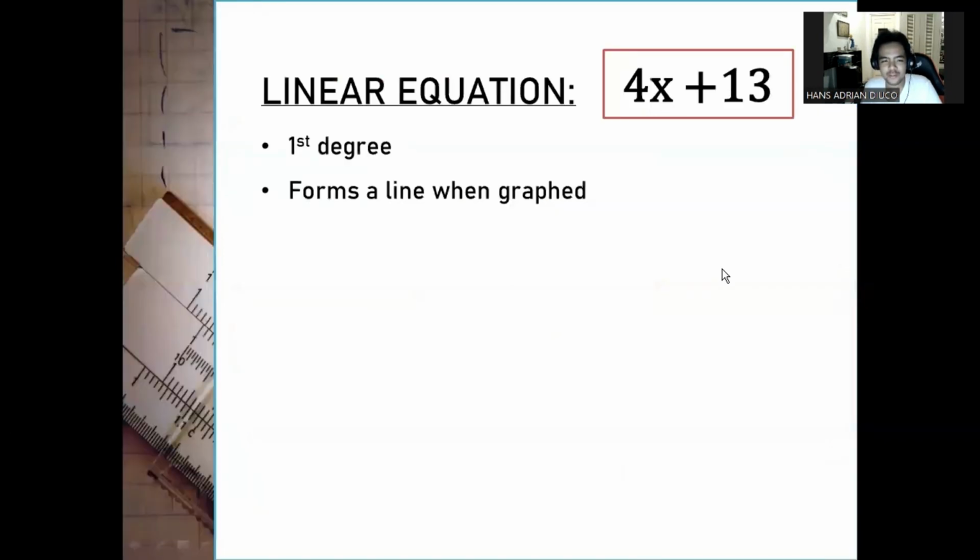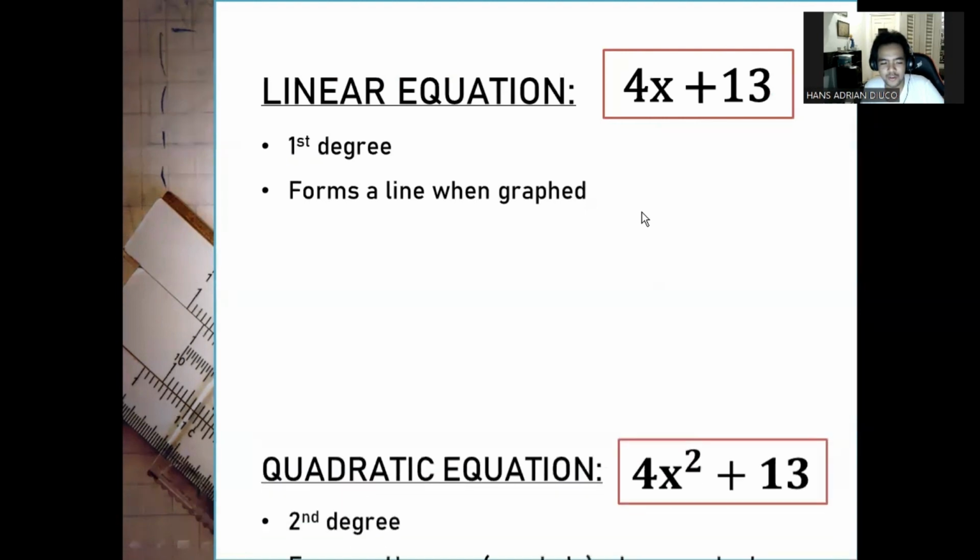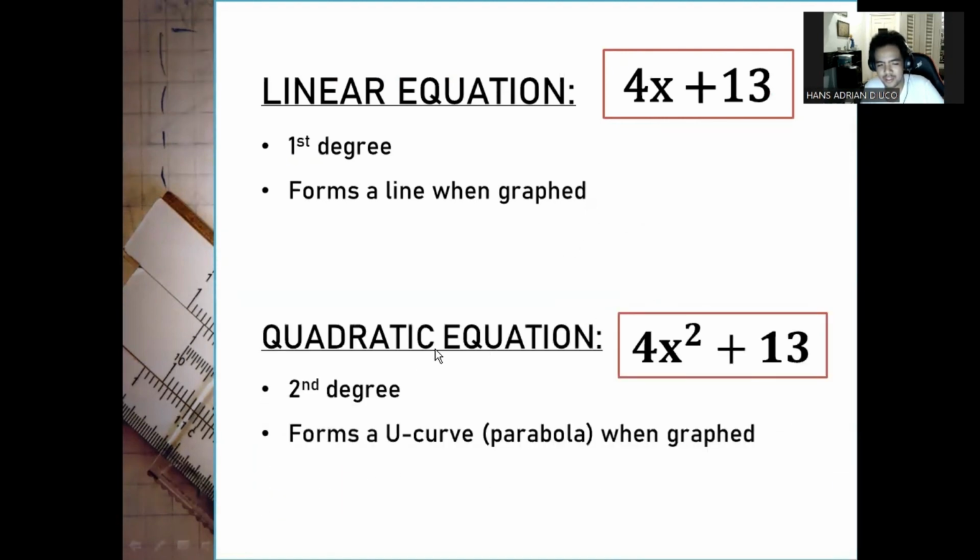Anyway, to recap, the linear equation is a polynomial equation in the first degree because the exponent for the variable x is 1 and it forms a line when it's graphed. So what is the difference between a linear equation and a quadratic equation? Well, a quadratic equation is in the second degree since it's using an x squared. The exponent is 2. And when it's graphed, it forms a U-curve known as the parabola. We're going to talk about it in a later lesson.